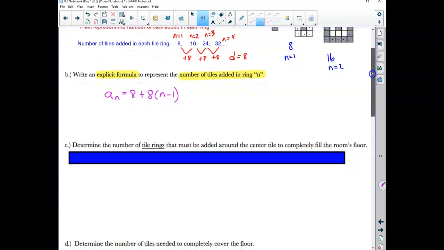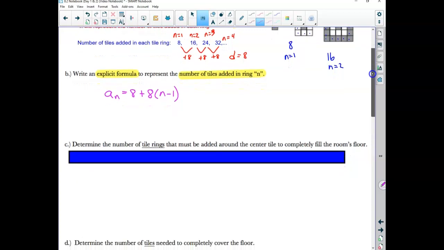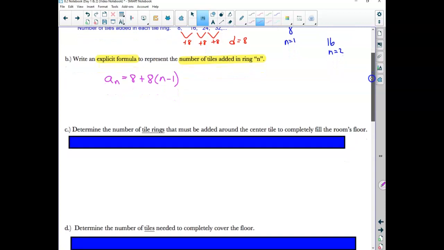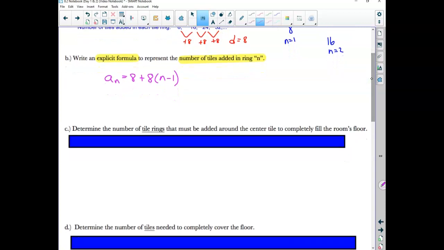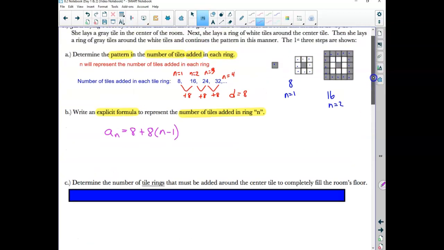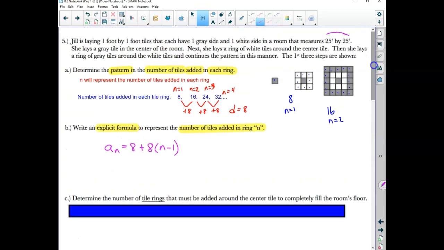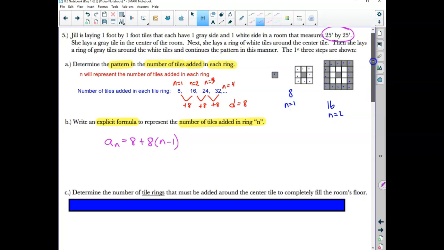Determine the number of tile rings that must be added around the center tile to completely fill the room's floor. Well, how big is my room? My room is 25 feet by 25 feet. Oh, what does that mean? Well, tell me. If the room is, whoa, what am I doing there? The room is 25 feet by 25 feet.